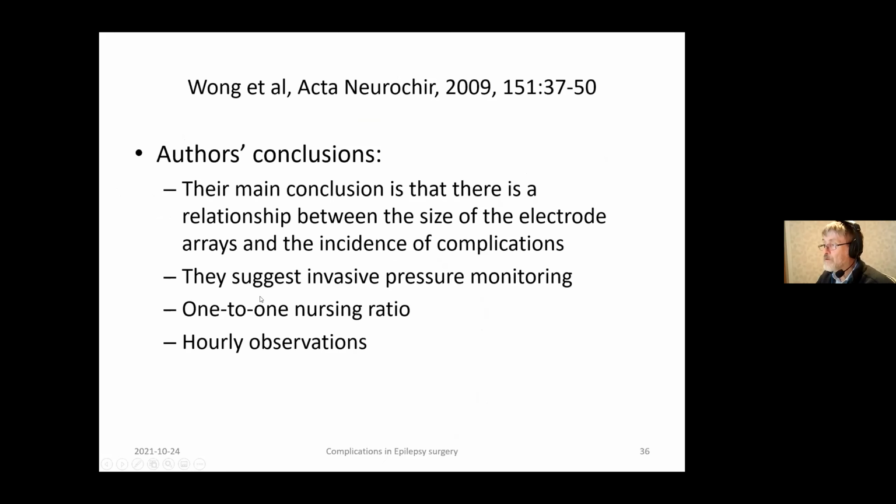So their conclusion was that you must have one-to-one observation. Okay, I don't support their suggestion of invasive pressure monitoring, but I certainly support that you have to have a person sitting there all the time.